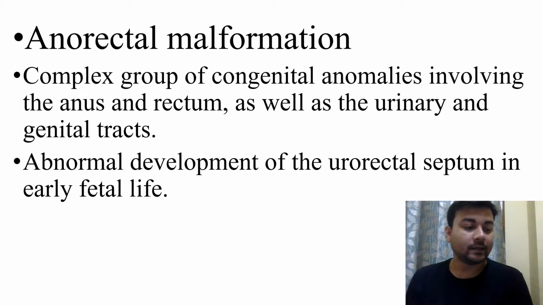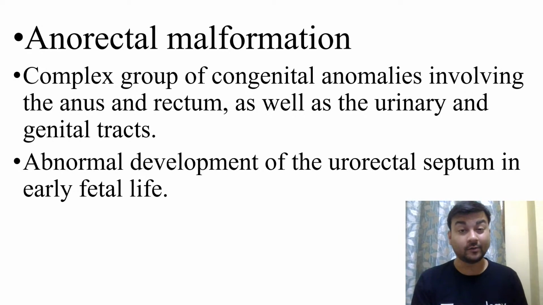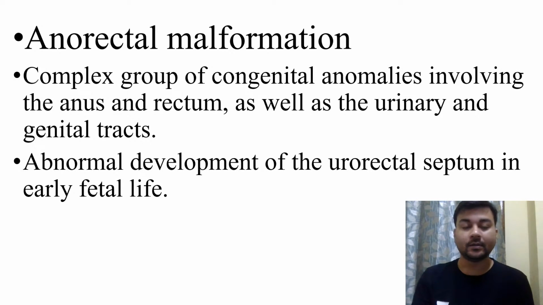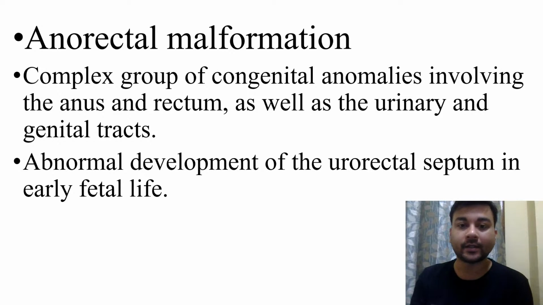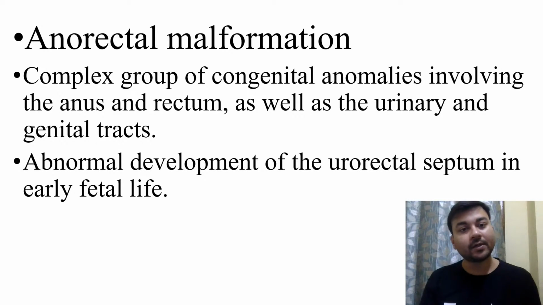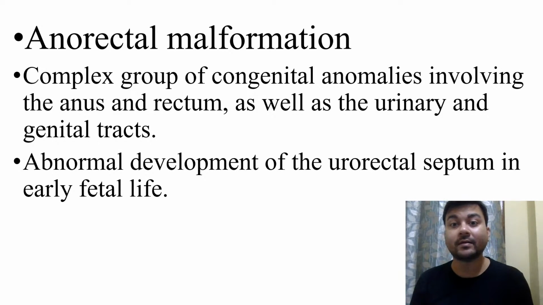Now students, there is a topic, anorectal malformation, that is, I think, very important for you all, and you should read about it. Anorectal malformation is actually a complex group of congenital anomalies involving the anus and rectum as well as the urinary and genital tracts. Most of the time students think that anorectal malformation is a problem of anus and rectum only, but the urinary tract as well as genital tracts are also involved. Abnormal development of the urorectal septum in early fetal life is known as anorectal malformation.